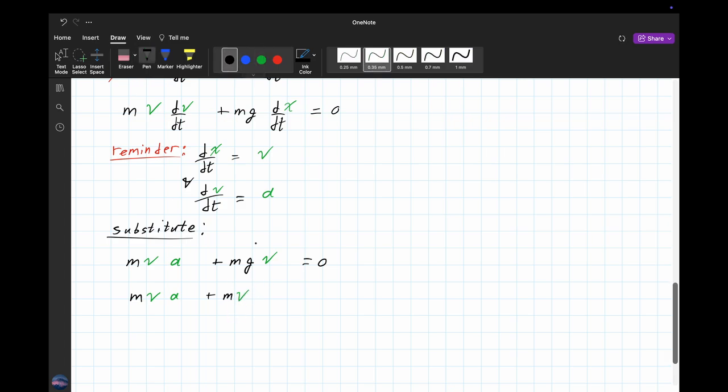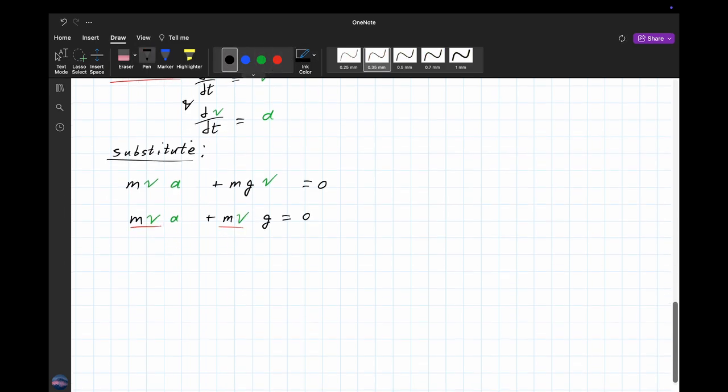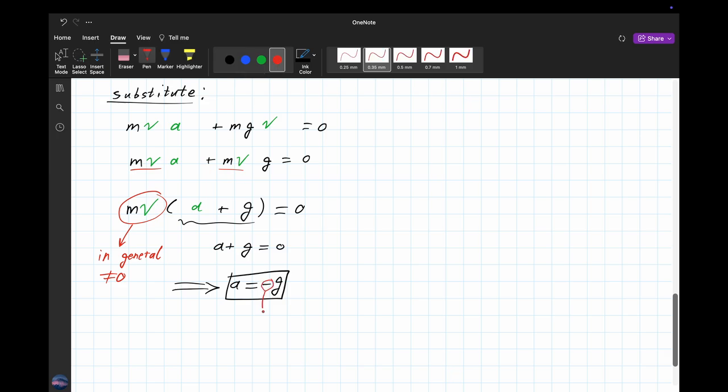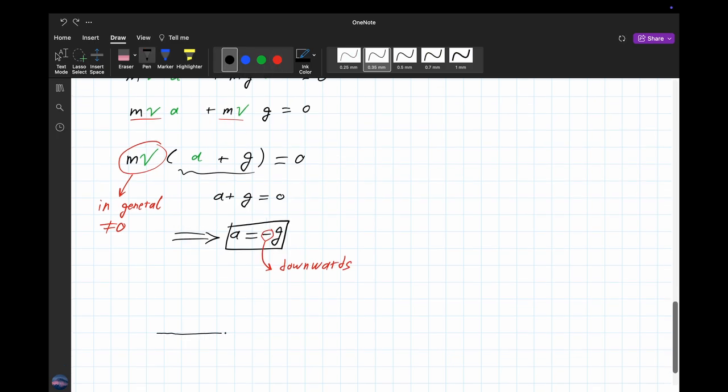Now we're going to do some rearrangement, and we get the following equation. We can take mv as a common factor, and we end up with a plus g is equal to 0. mv, obviously in the general case, the mass times the velocity is different than 0, so generally you'll have the acceleration is equal to minus g. The negative sign just means that the acceleration is downwards, because our sign convention was upwards and gravity is always going to be pointing down.